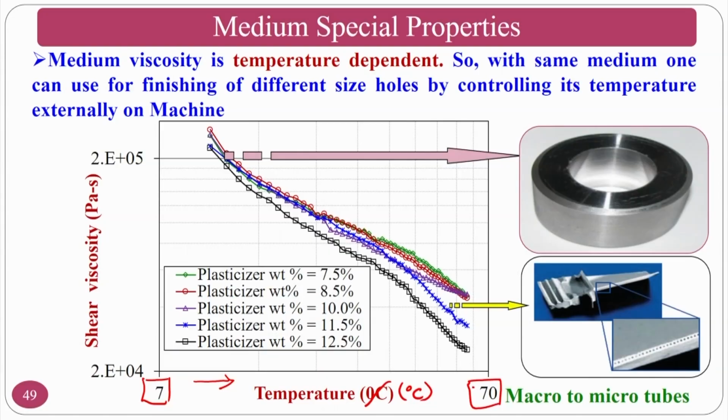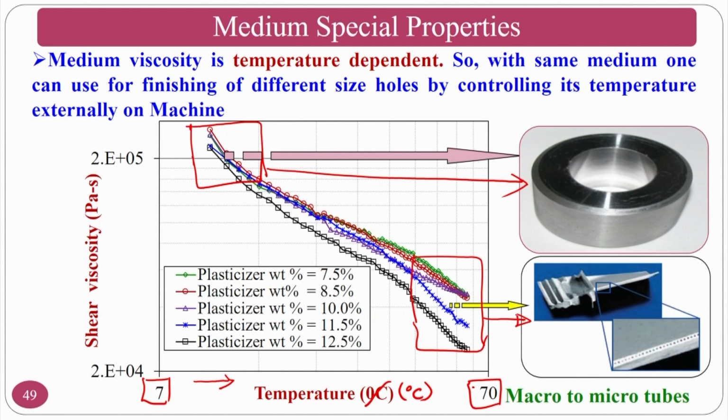Okay, so depending on the requirement, if you have high viscosity, you can do the big cylinders. If you have a low viscosity, you can do the small hole applications. That is the beauty about this one. And those people who work in abrasive flow finishing can also control the medium rheological properties. It is not only that magnetorheological people can do it; the people who do abrasive flow finishing can also control it by using the temperature.